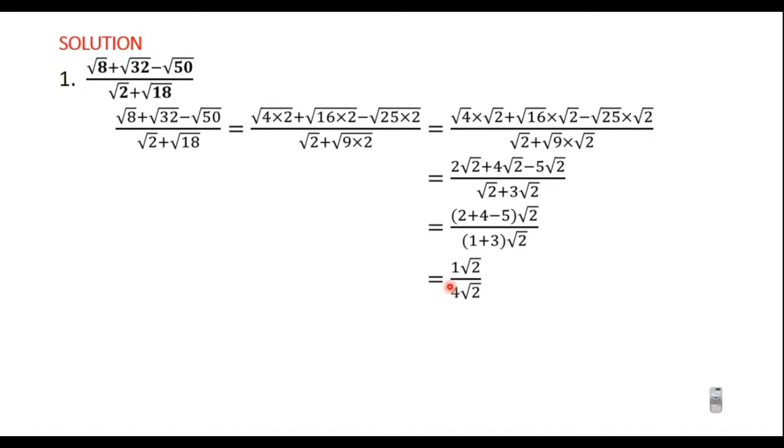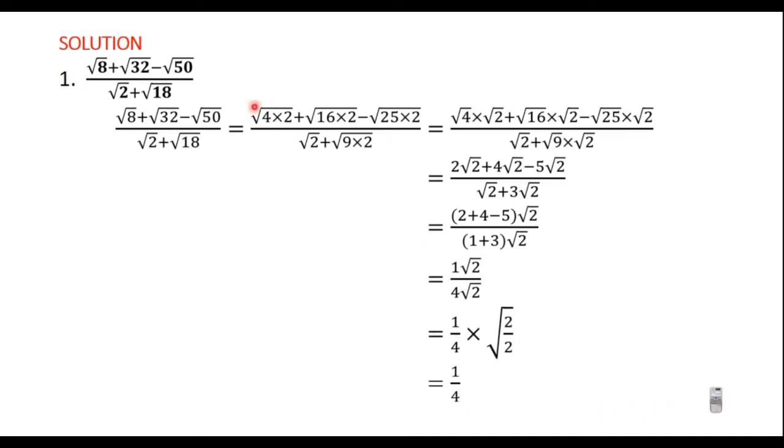Now we can see from here that this is the same as 1 over 4 times square root of 2 divided by square root of 2. You know that square root of 2 over square root of 2 gives us square root of 2 divided by 2. Now 2 will cancel 2 to give us 1. So you are going to have square root of 1. Square root of 1 is 1. So you are going to have 1 over 4 times 1, which will give us 1 over 4.